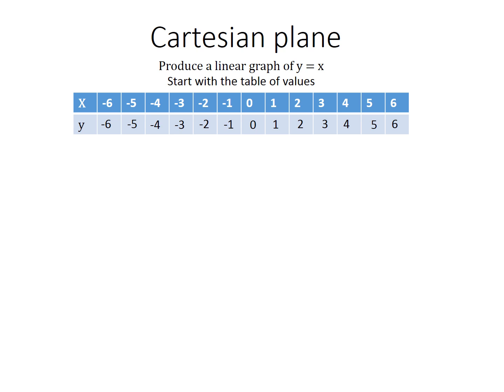So here is our table of values, and you can see here we've got an x number and a y number, which means we've got our coordinate. So in this first column, our coordinates are x equals -6, y equals -6, or -6, -6.